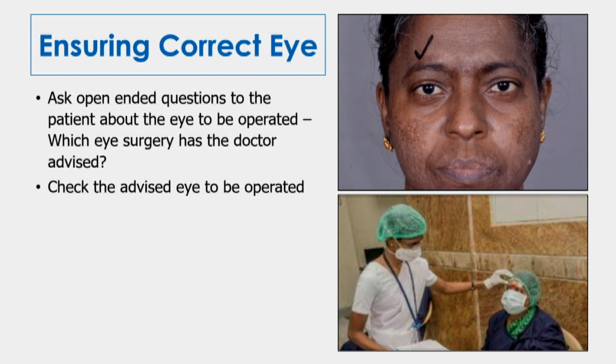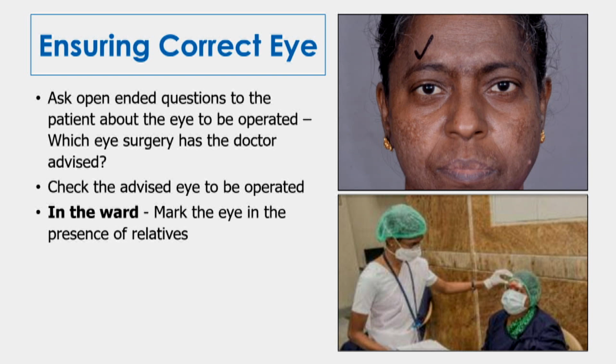Now about correct eye. We saw this example, I just showed you, where the patient wanted right eye, we had advised left eye. So always, the next person after the doctor, either the counselor or the person in the reception who's making the admission, it's always better to ask an open-ended question as to which eye they've come for surgery, or which eye they want to get operated. The person also should check whether it correlates with the advice given by the doctor, or with the documentation, the medical record.